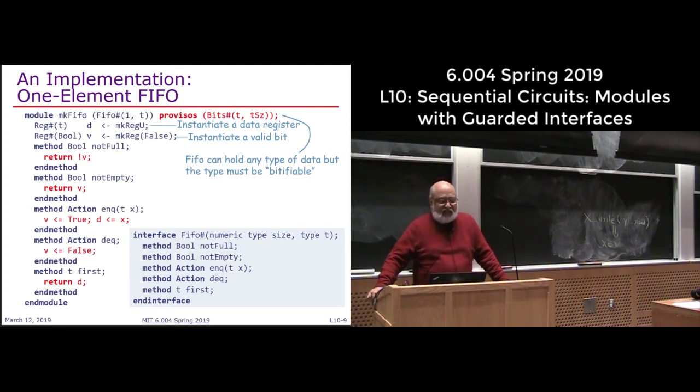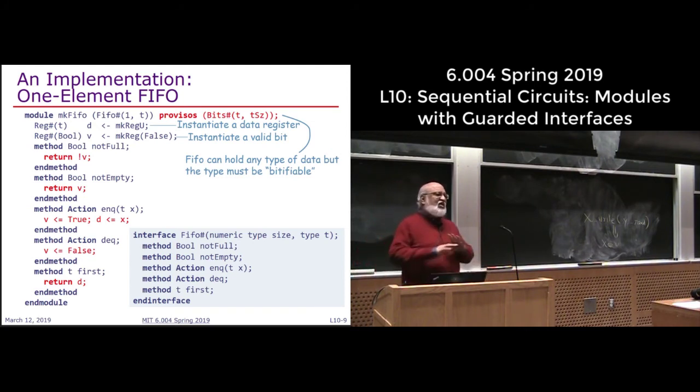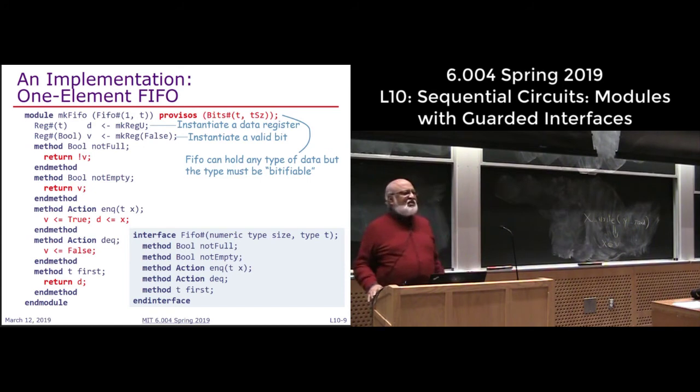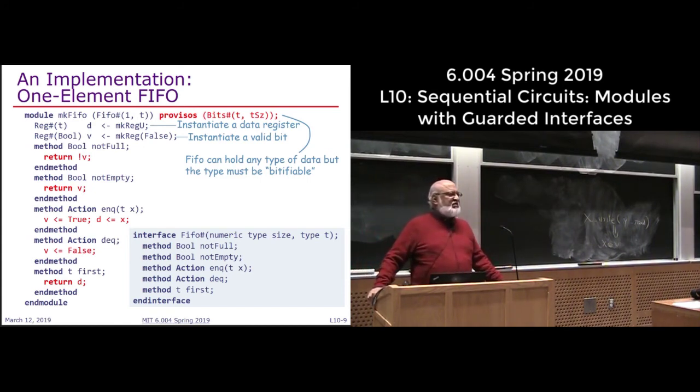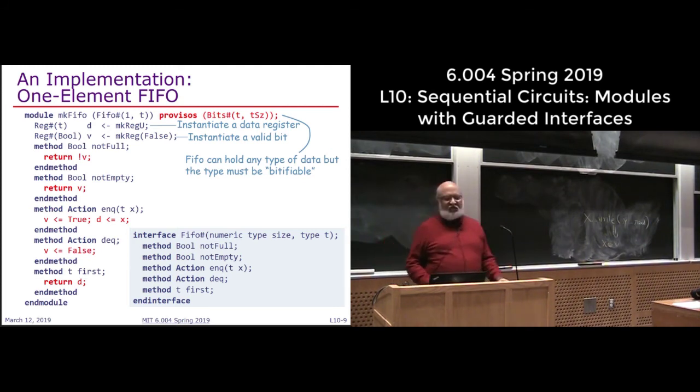And the way to say that is to say that type T can be represented using the number of bits TSZ, T size. I don't specify exactly what that is. As long as it's any number, that'll work. It has to be bitifiable. Don't spend too much time on it. It's just to say that sometimes, when you write down types, there is a little bit of a caveat, a little bit of a provision, a little bit of a constraint, and that's how you should think of provisos.